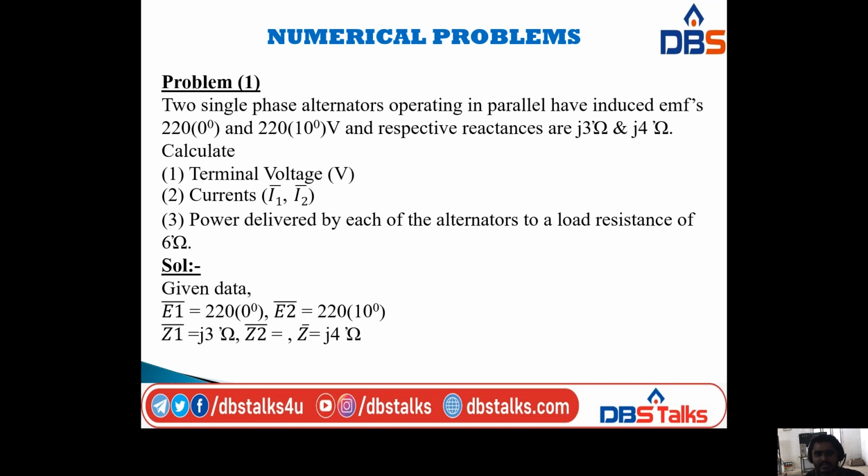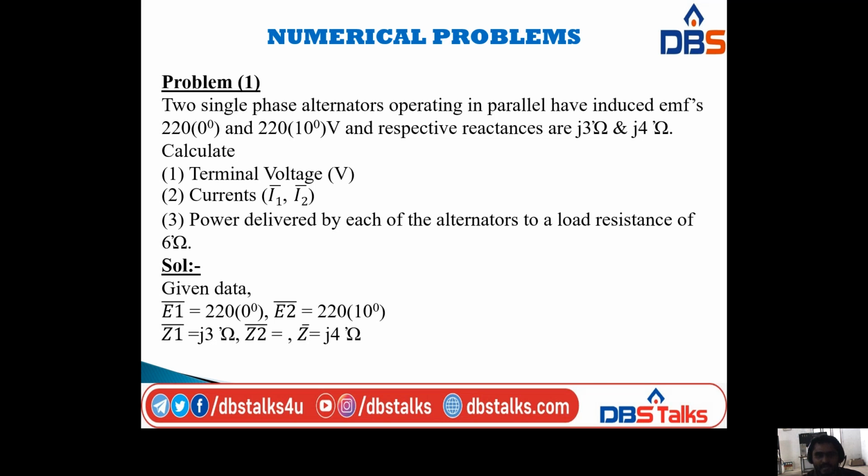In the problem they gave EMFs E1 and E2. E1 bar is equal to 220 at an angle of 0, and E2 is 220 at an angle of 10, and Z1 is j3 ohms. But here I made a mistake, so I didn't mention the Z2 value in this one. Z2 bar is equal to j4 ohms, and in the problem the load resistance is also given, that is j6 ohms. So please change Z2 value as j4 ohms and Z value as j6 ohms.